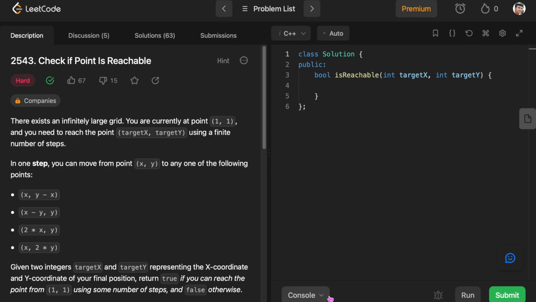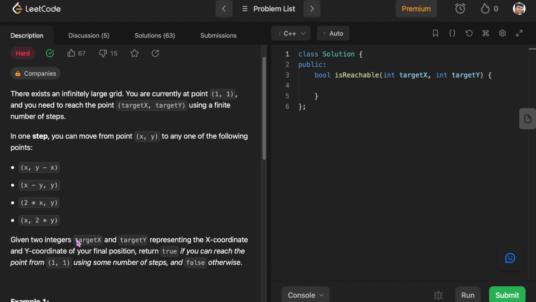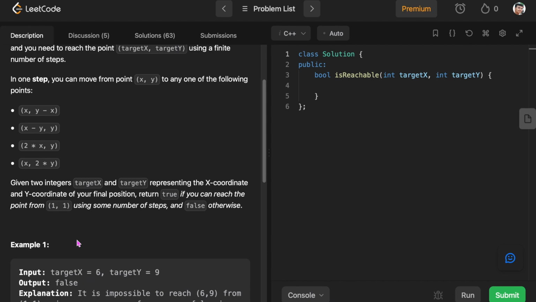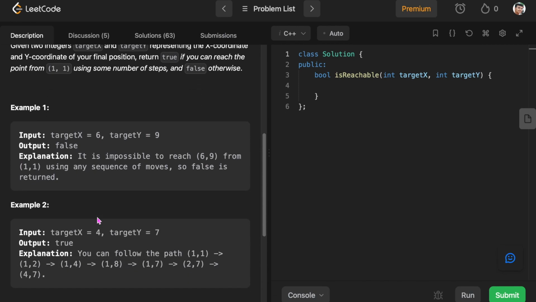Today we'll be solving the problem check if point is reachable. What the problem says is we are currently at point 1 comma 1 and we have to reach a point target x comma target y. How can we reach the point? With these steps. If we are at point x comma y, we can perform one of these four steps, that is x comma y minus x, x minus y comma y, 2x comma y, and x comma 2y, to reach target x comma target y. What we have to return is either true or false, whether we can reach target x comma target y or not.